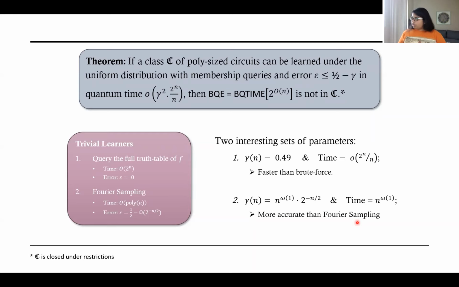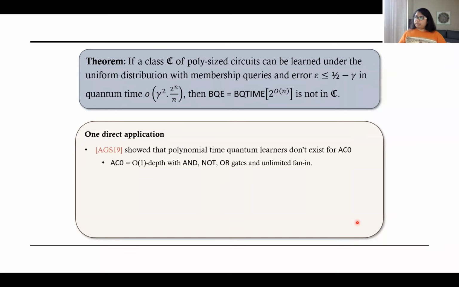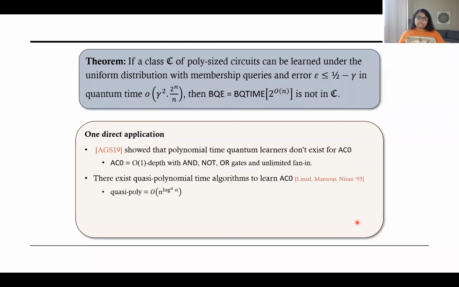Okay, so let's talk about what the consequence of this theorem is. What does that mean? Let's say one direct application. In previous work with Alex and Srinivasan, we showed that if you have polynomial time quantum learners for the class AC0, which is a constant depth circuit class with AND, NOT, OR gates, then polynomial time quantum learners don't exist for this class. However, what we know is that quasi-polynomial time learners exist for this class. And this is even a classical algorithm that was shown by Linial, Mansour, and Nisan in 1993. So this is like n to the log n.